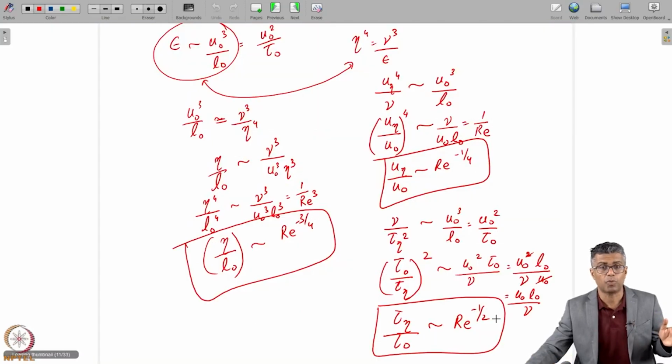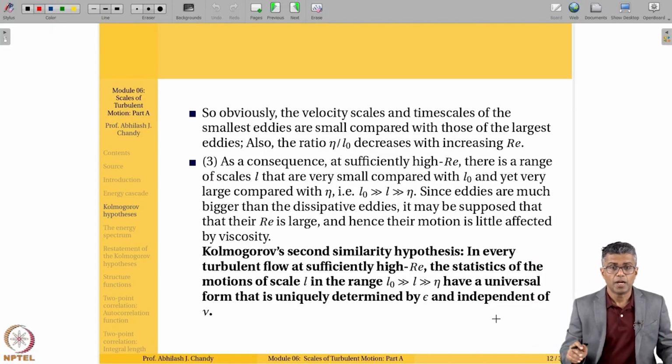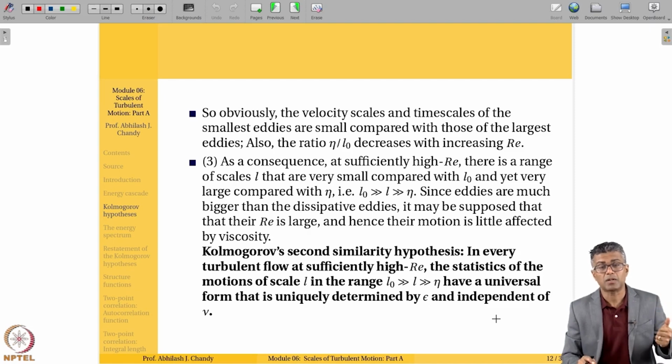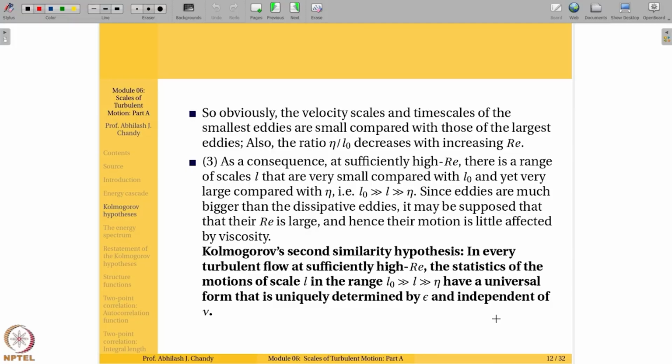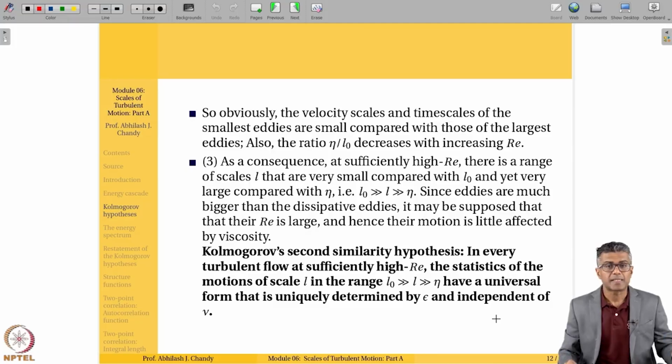That's the biggest takeaway here, isn't it? In addition, as the Reynolds number keeps increasing, this separation keeps on widening. So now what does this all mean? This takes us to the third hypothesis of Kolmogorov.